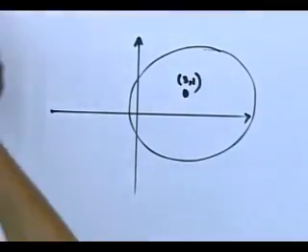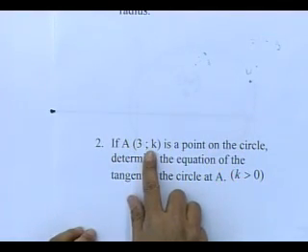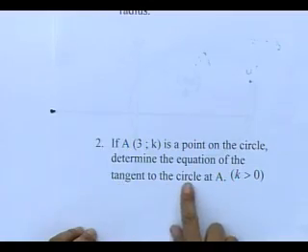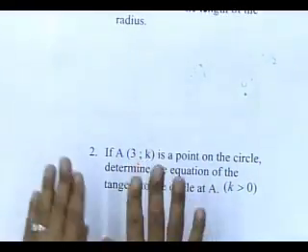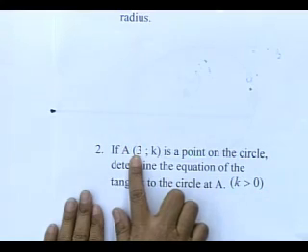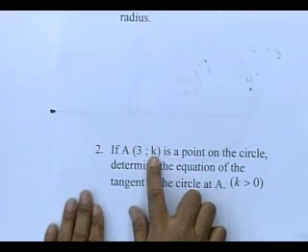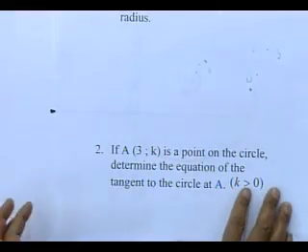And look at the question again. It says, if A, which is (3, k), is a point on the circle, determine the equation of the tangent. Now remember, (3, k) is a point on your circle. The 3 is the x value, but you do not have the y value. You don't know what the y value is. So how are we going to find the y value?